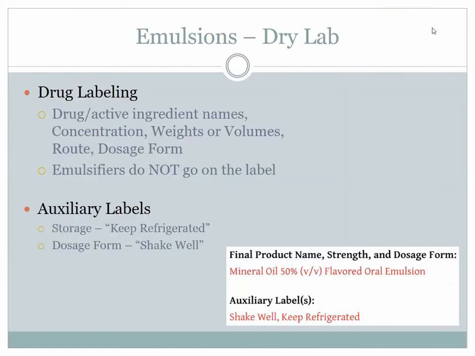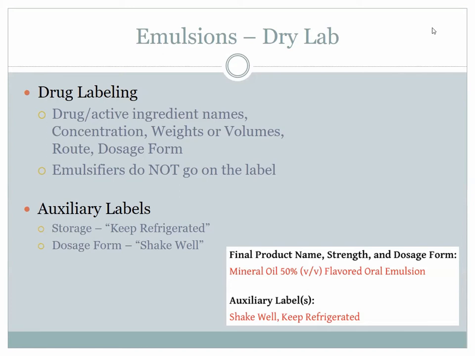Drug labeling, as far as the drug name goes, it's pretty straightforward. You need the active ingredient, in this case, mineral oil. That's really the only active ingredient. You need to express its amount. Since this is a liquid emulsion, let's express its amount per volume. So it's a 50% essentially volume per volume, right? Half of the volume is mineral oil. So we expressed it as a 50% volume per volume.